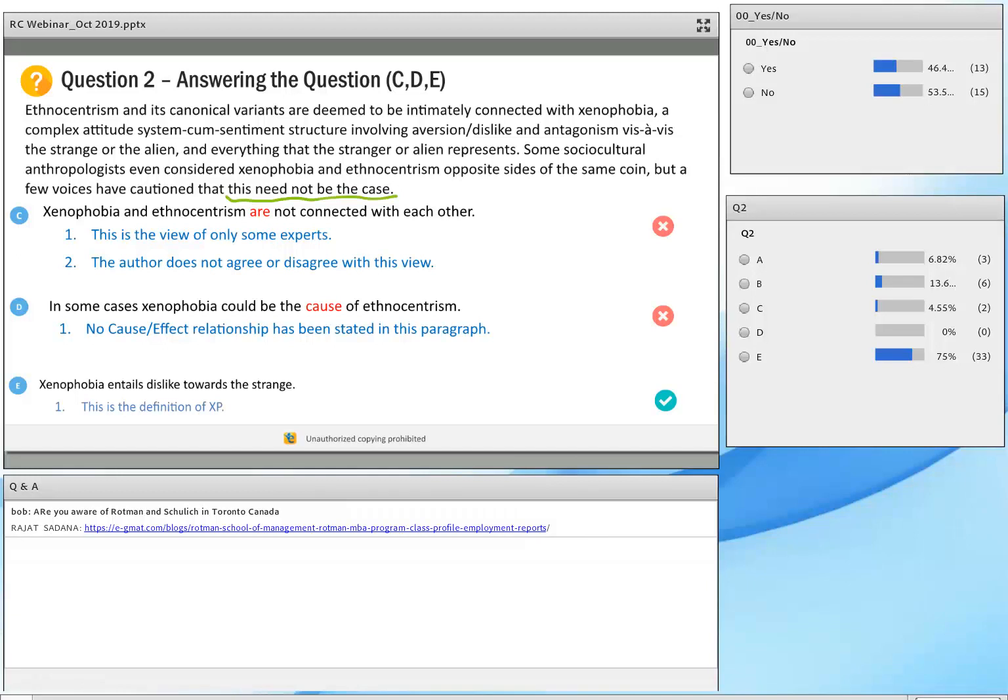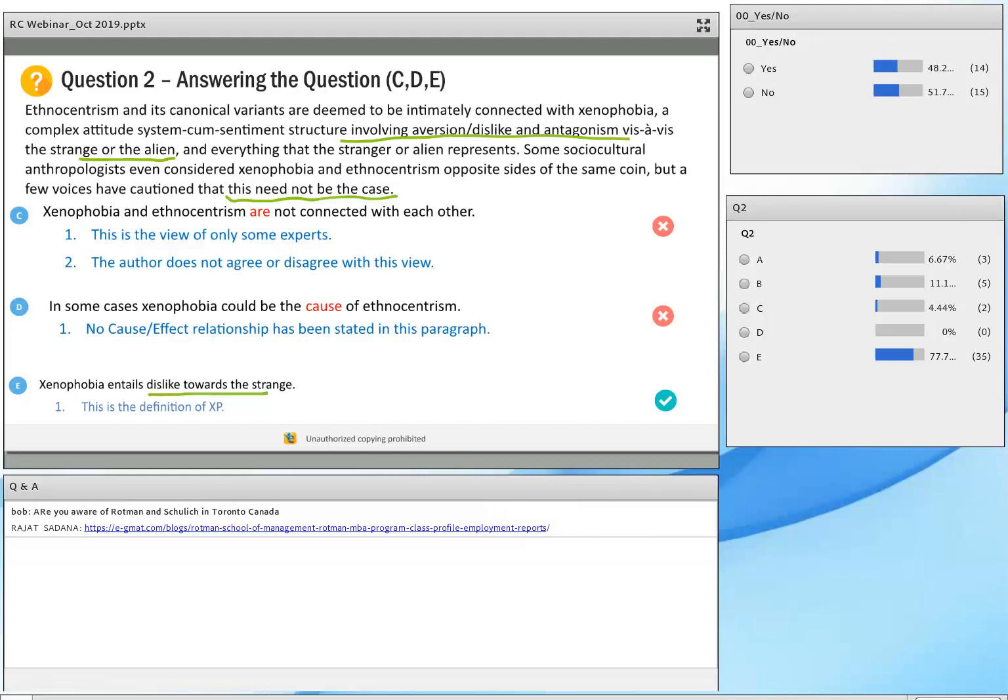Okay. Choice D, there's no causal relationship. XP entails dislike towards the strange. This was the definition of XP over here, that it's the structure involving aversion, dislike, and everything that the stranger feels towards the alien. Choice E is correct because that's the definition that the author has presented, and the author agrees with that. Okay? All right.